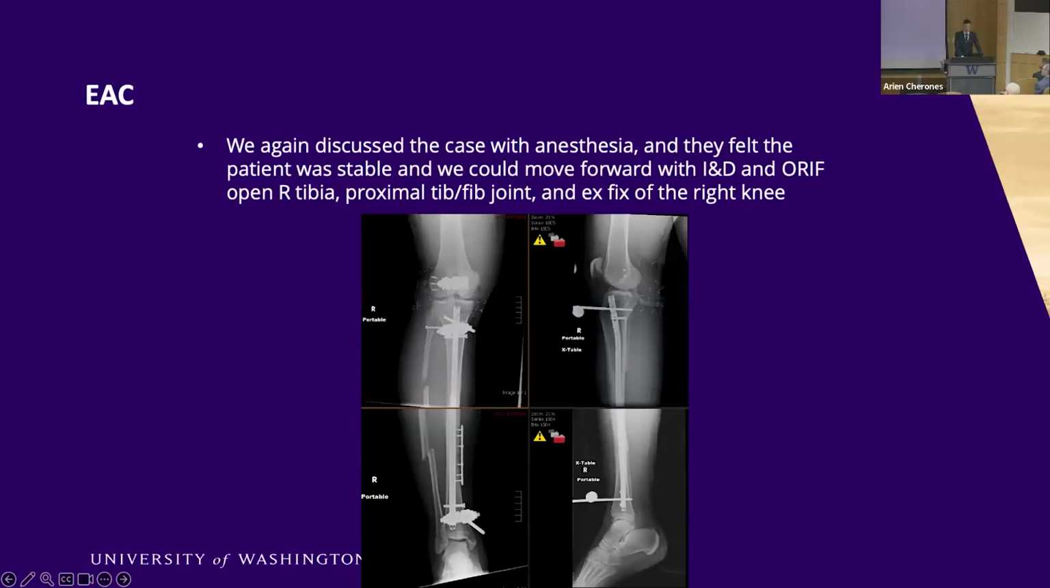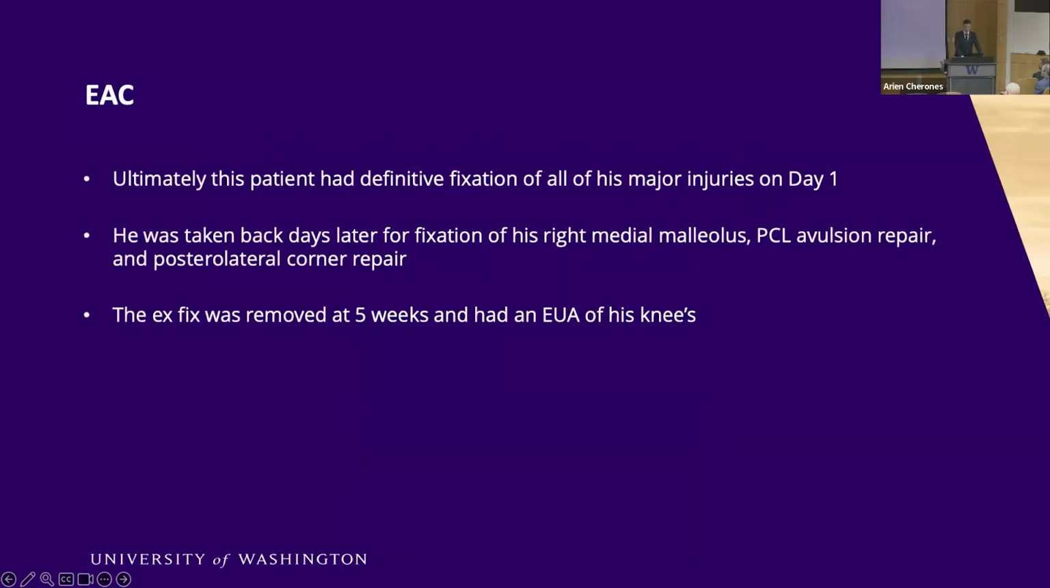So we talked with them and they felt that he was stable and that he could get fixation on the right side. So we definitively fixed his tibia, did some ligamentous repairs on the lateral side and a proximal tib-fib joint reduction, and then placed a frame for his knee dislocation. So ultimately, he had definitive fixation of all of his major injuries on day 1. And then he was taken back days later for fixation of his smaller injuries like his medial malleolus, his PCL avulsion repair, and a posterolateral corner repair. And then his X-fix was removed at 5 weeks and had EUA of both of his knees.